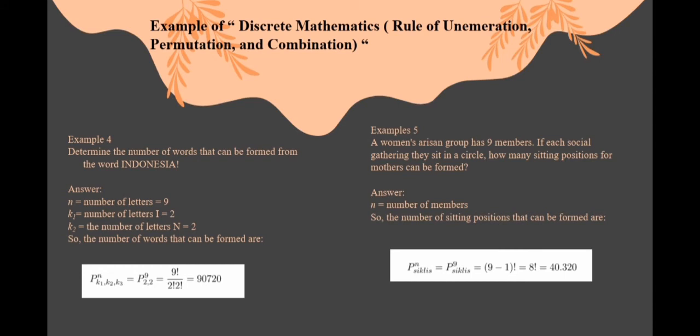Example 5. A women's recitation group has 9 members. If at each social gathering they sit in a circle, how many sitting positions of the mothers can be formed? The answer: n is the number of members. So the number of sitting positions that can be formed is the cyclic permutation from n, which equals cyclic permutation from 9 equals 9 minus 1 factorial equals 8 factorial equals 40,320 ways.